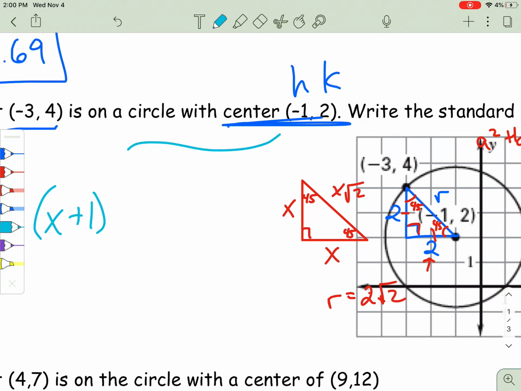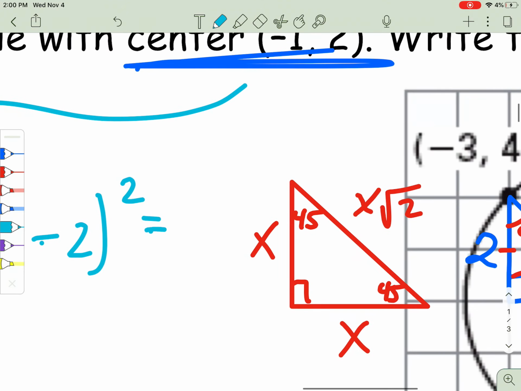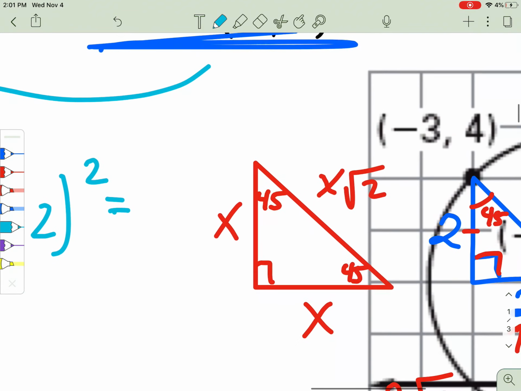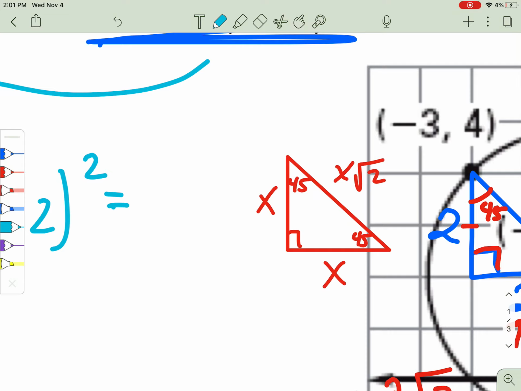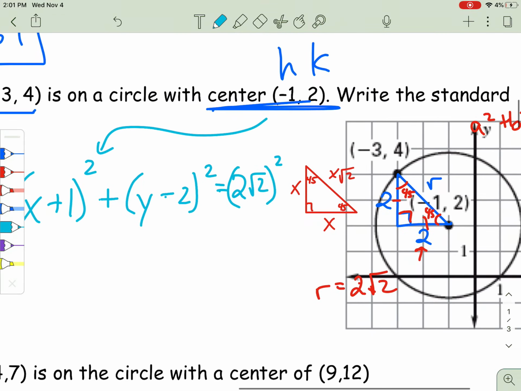x plus 1 squared plus y minus 2 squared equals, I'm going to shrink this here a little bit, equals 2 radical 2 squared.